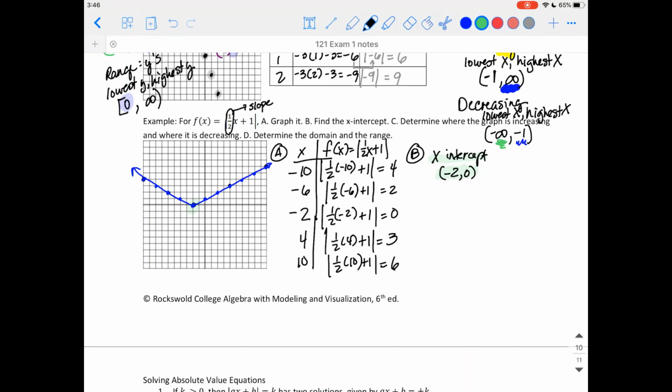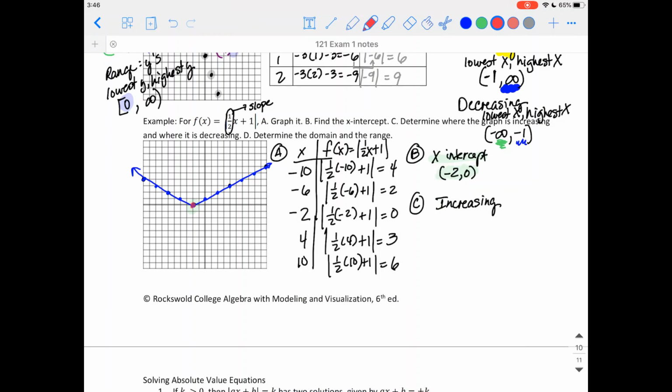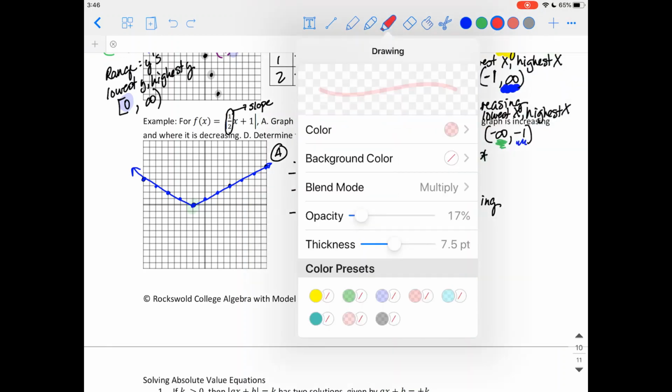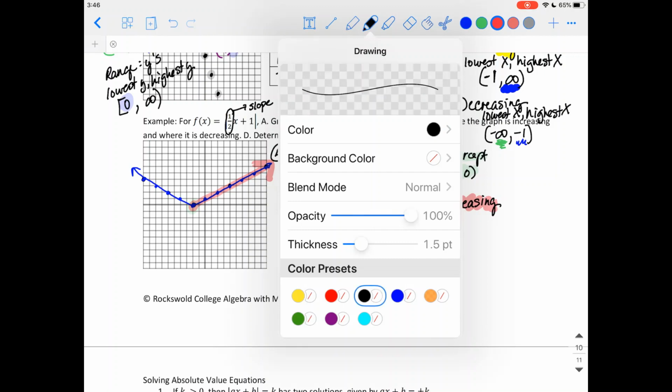Then part C, determine whether the graph is increasing and decreasing. Okay, so increasing is going to be from this point this way. And again, increasing is always lowest comma highest x.